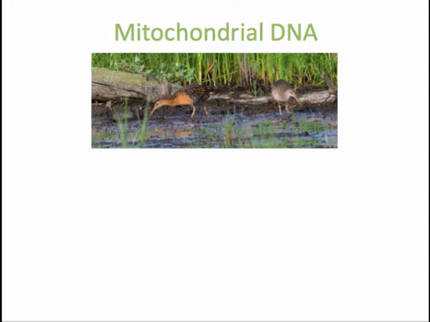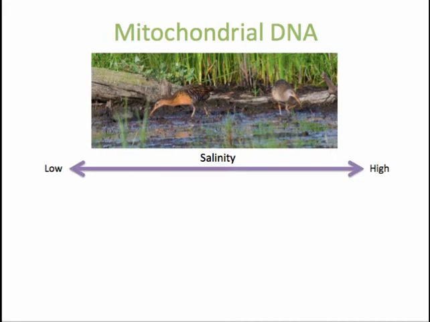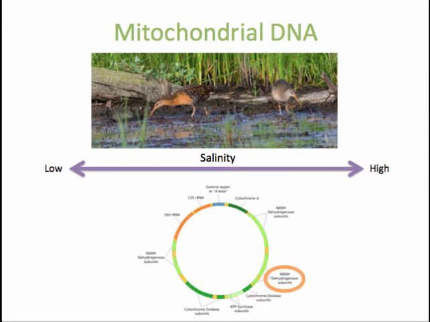The king rail is on the left, it's a little bit more red, and the clapper rail is on the right. Both of these species look the same, and they live in similar marsh habitats, but they are found along a salinity gradient, with the king rail found in more freshwater systems and the clapper rail found in more saline or saltwater environments. Let's take a look at a specific primer called ND2 of their mitochondrial DNA.